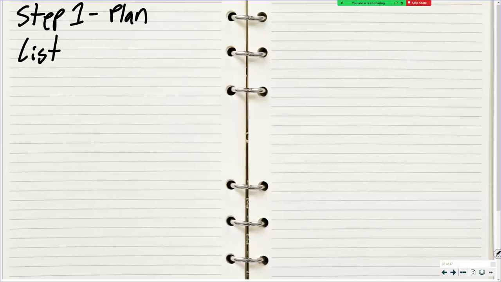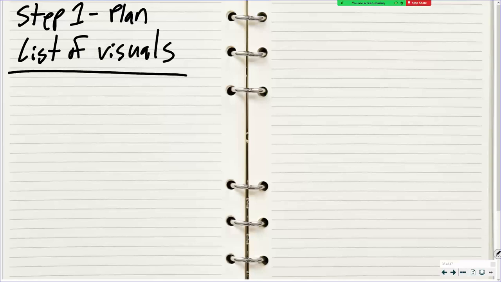So let's get out our trusty notebook, and we're doing our planning process. And we're trying to think of a list of visuals. And you might want to do it this way, right? So, apologize for this. This microphone just will not stay still.